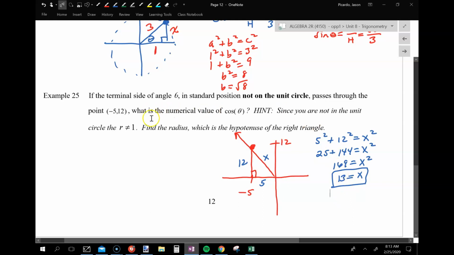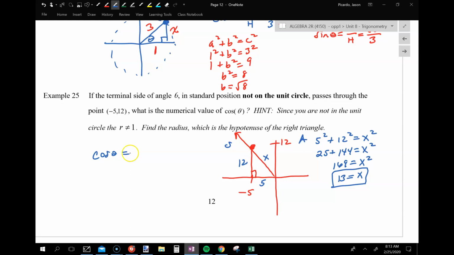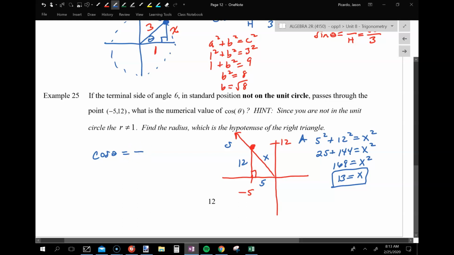And what do they want me to find, guys? They want me to find the value for cosine. What do I know? It's negative. It's definitely negative, right? So it's negative. Okay, and what is my ratio? It's negative A over H. So what's the H? Well, we just calculated it, right? It's 13.